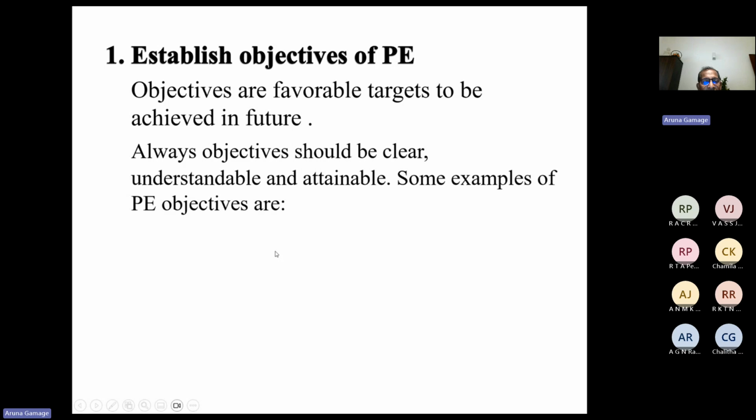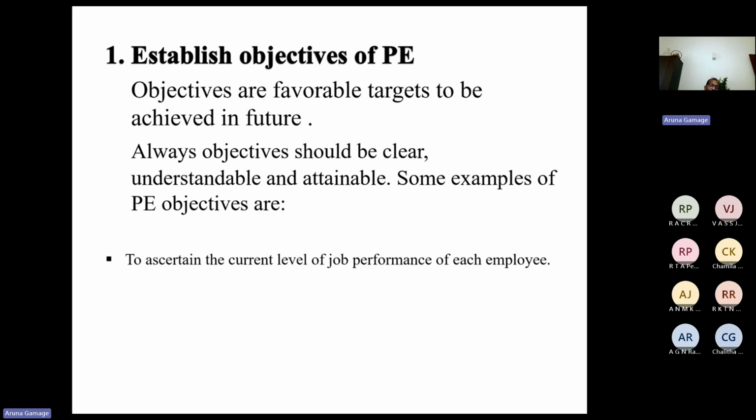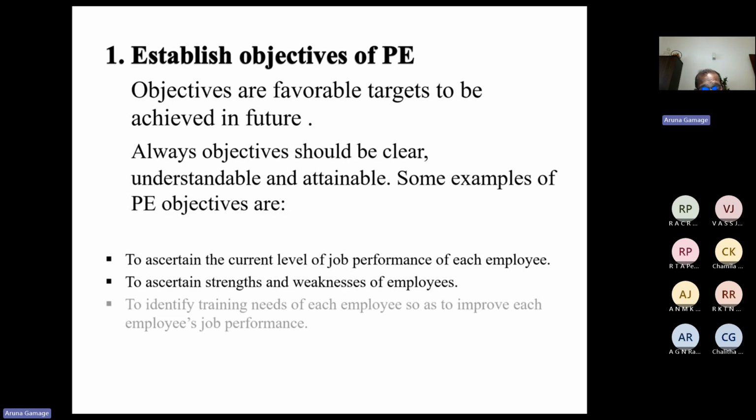Okay, some of the objectives. We want to ascertain the current level of job performance of each and every employee. That is our objective. In our organization, we want to ascertain the strengths and weaknesses of our employees. We also want to understand the real training needs of each and every employee. So these are some of the objectives of performance evaluation.